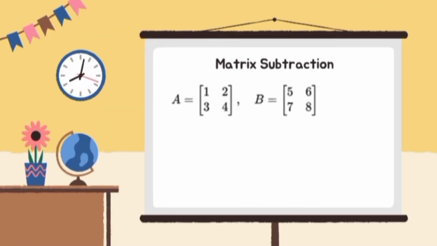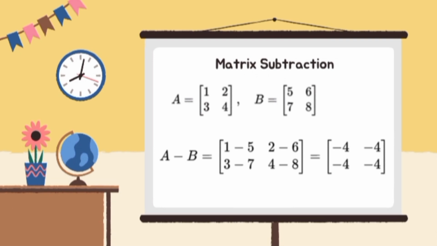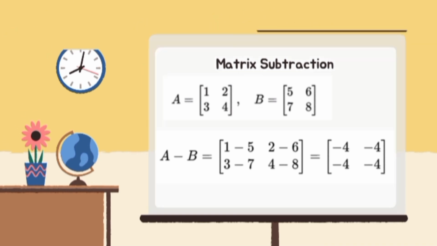Subtraction is just like addition, but you subtract corresponding elements using the same matrices A and B. A minus B is equal to 1 minus 5, 2 minus 6, 3 minus 7, 4 minus 8 is equal to negative 4, negative 4, negative 4, and negative 4. Make sure both matrices have the same size before doing this.